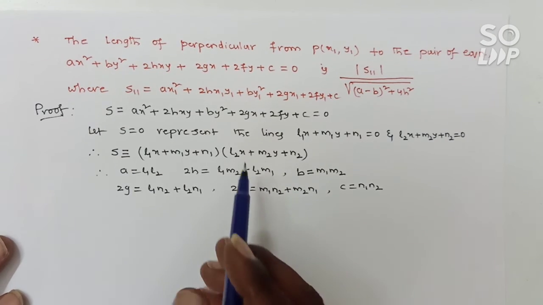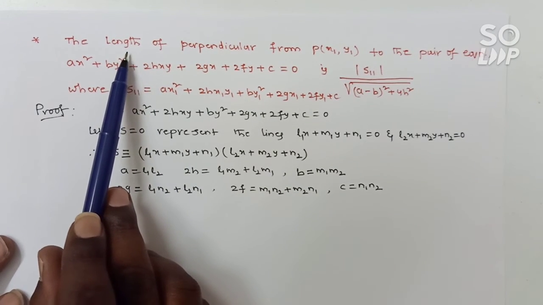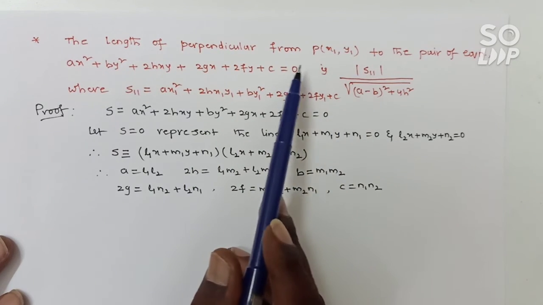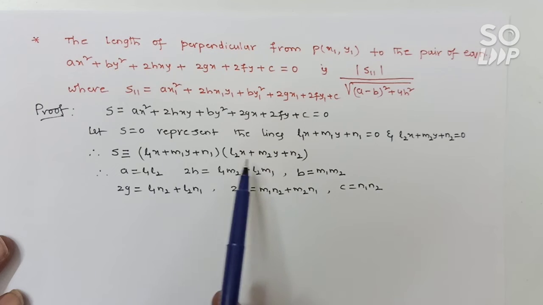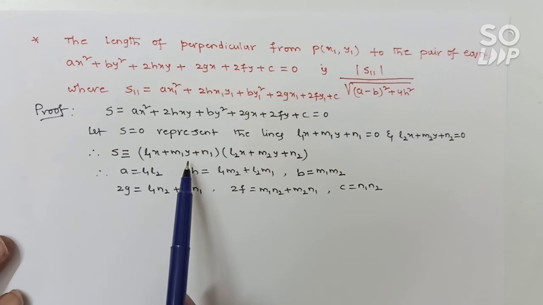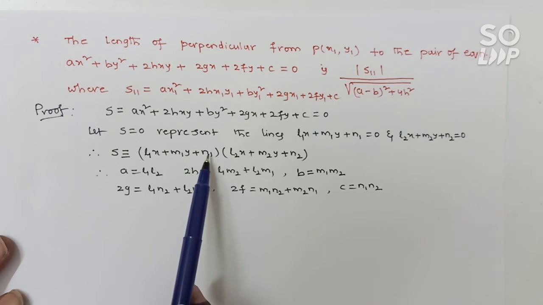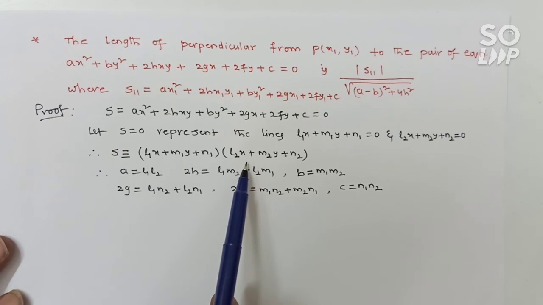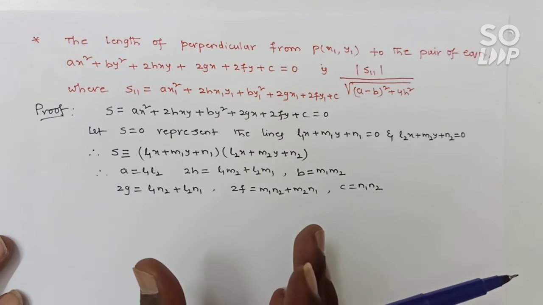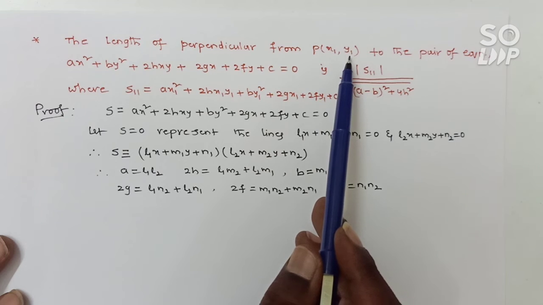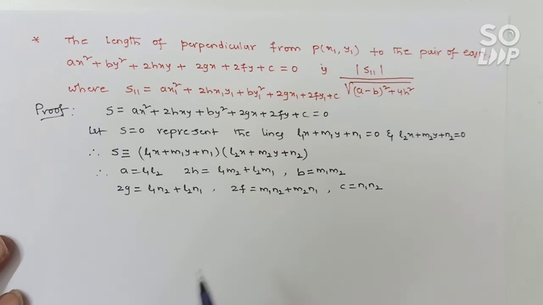Next, from the given statement, the length of perpendicular from P means here the two lines are there. So first you write the perpendicular distance from P to the first factor and then to the second factor. After multiplying, you will get the length of perpendicular from P to this pair of lines.